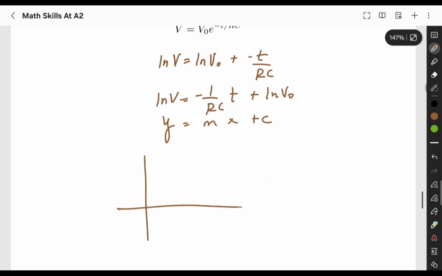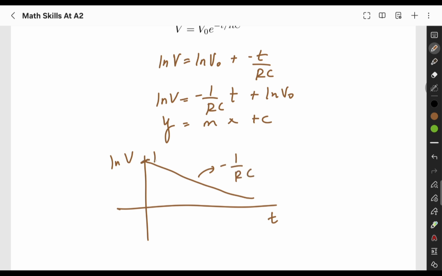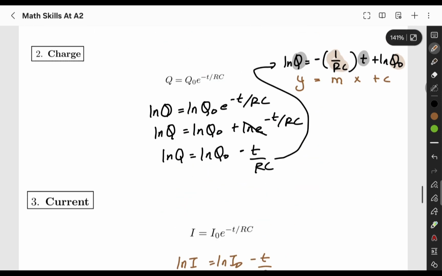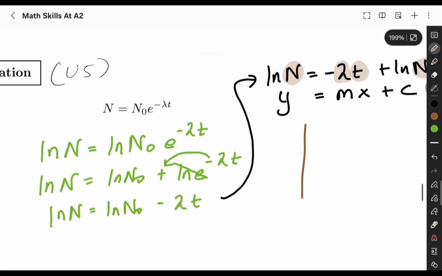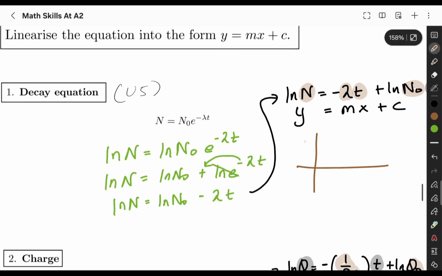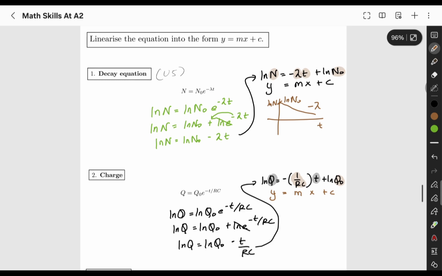So we're going to have something like this, ln V here, t here. The graph will be something like this. The graph gradient is going to be minus 1 over RC, and this is going to be ln V naught. Same thing with all the examples above. For this example also, you're going to have ln N here, you're going to have t here, and the graph is going to be like this. This is going to be ln N naught, and the gradient will be minus lambda. Okay, so that's all. I hope this is clear.